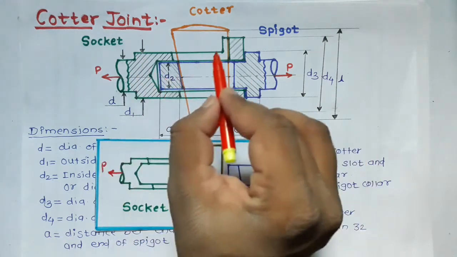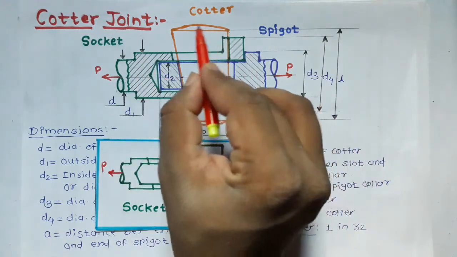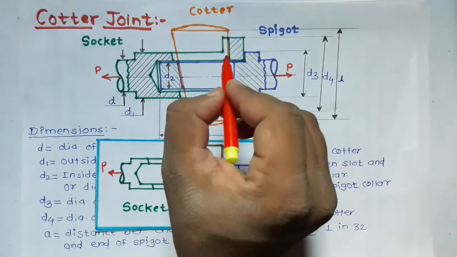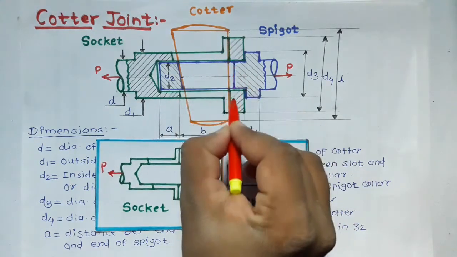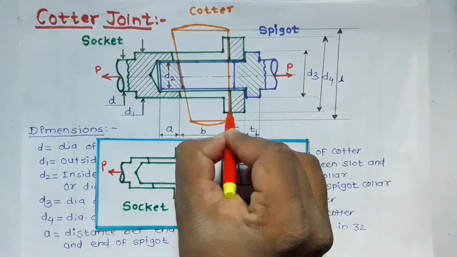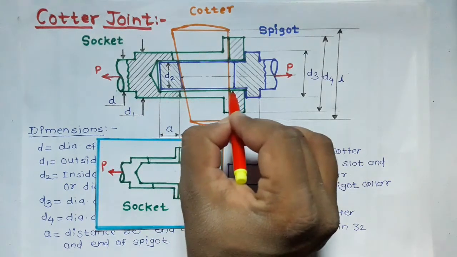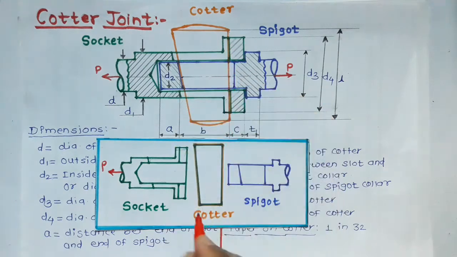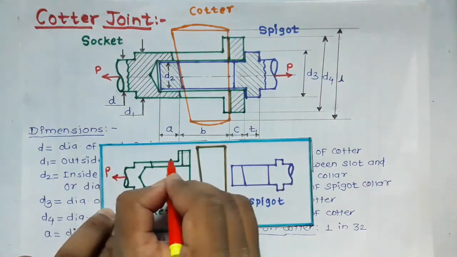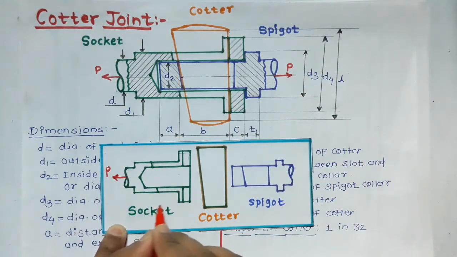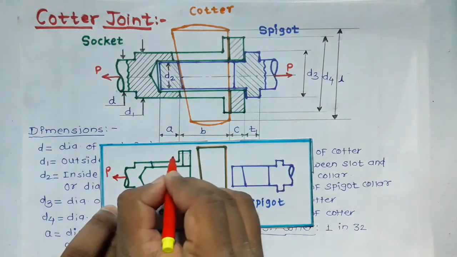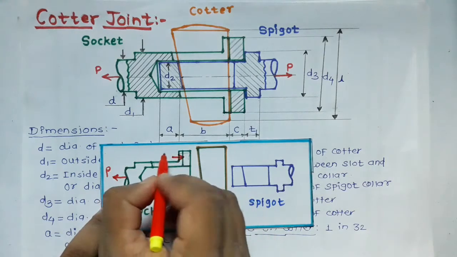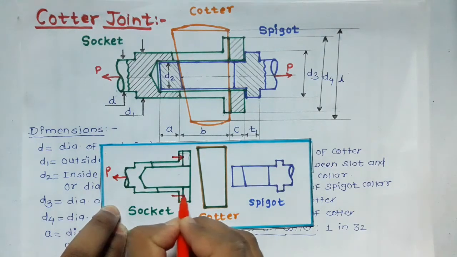This socket is pulled towards right side by this Cotter and this spigot, and thus it exerts force on this face and on this face of socket. Okay, so this Cotter exerts force on these two faces, and that we have to show here. So the Cotter which is present in this slot, it exerts force on this face of socket and on this face of socket.